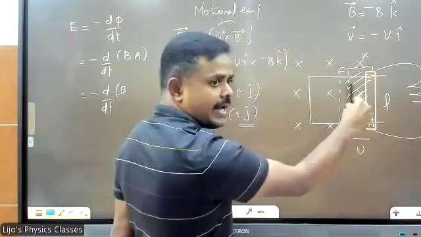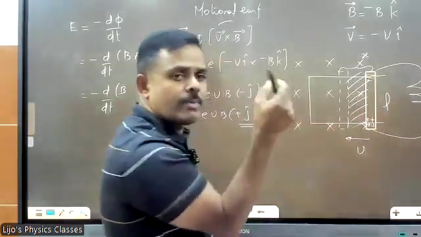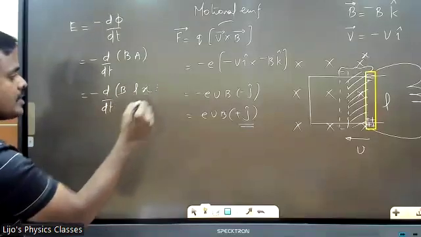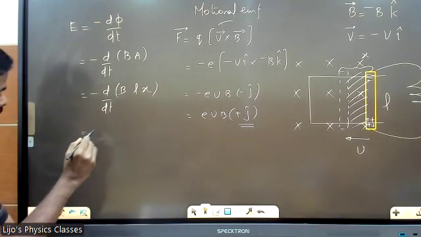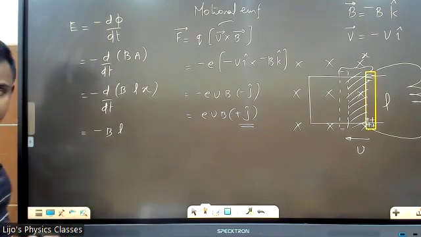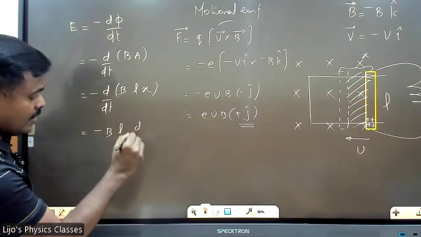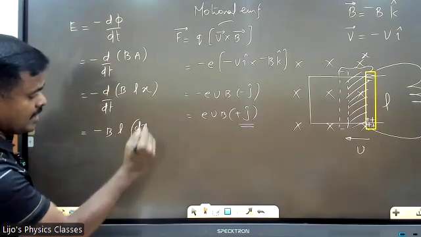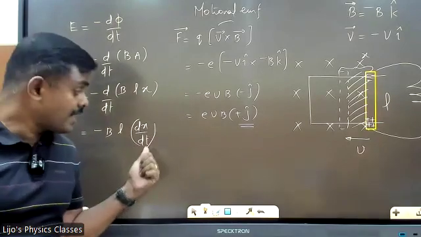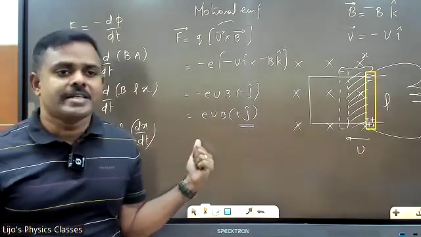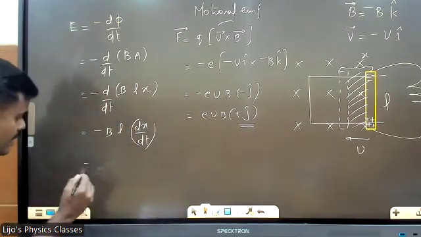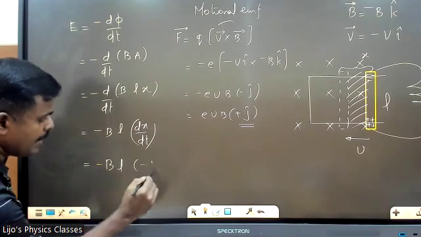This is the shaded area, which is in fact the area swept by the conductor. How much is the area? I can take it as length into breadth, L into X. So finally, B comes outside of differentiation. L is constant, that also comes outside. Then what do I have? dx by dt. dx by dt is called velocity. That was taken in class 11. When position is differentiated, you get velocity. That is equal to minus B into L into minus V.